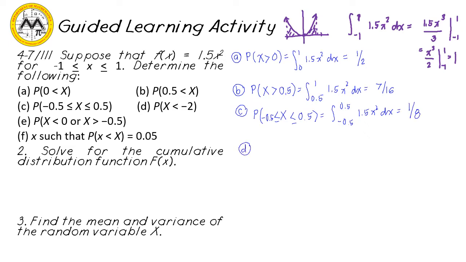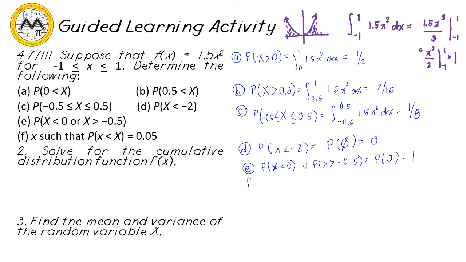For letter D, the probability that x is less than negative 2 is a probability of an empty space. So for that empty space, the probability is 0. For letter E, the probability that x is less than 0, or the probability that x is greater than negative 0.5 is the probability of a sample space which is equal to 1.